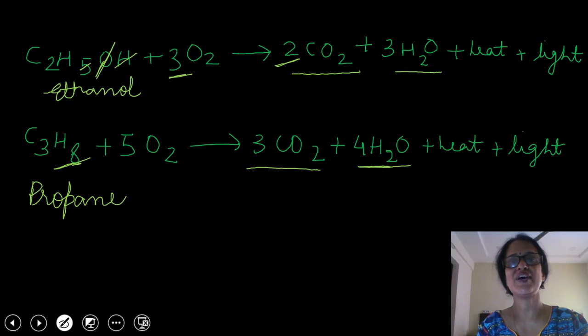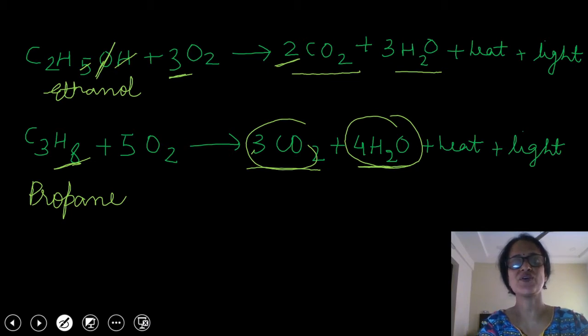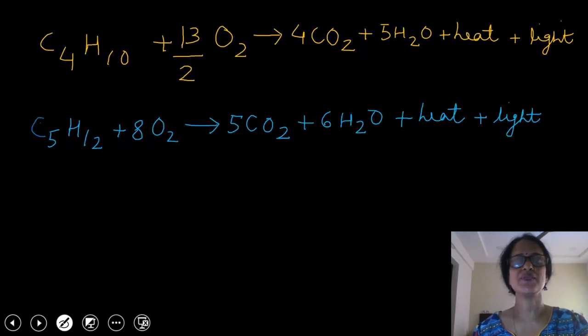Now finally you have to balance oxygen atoms. In the product side, we have total 10 oxygen atoms: 6 oxygen atoms in 3CO2 and 4 oxygen atoms in water molecules. So the reactant side should also have 10 oxygen atoms. For writing 10 oxygen atoms, we have to write 5O2. I hope it is clear to you. A few more examples we will take.